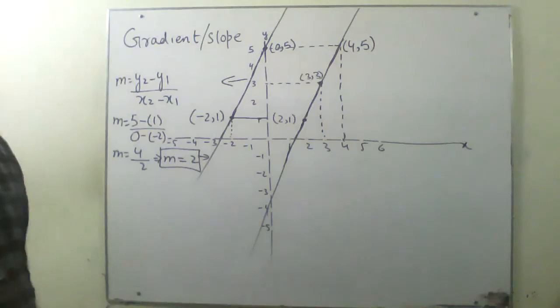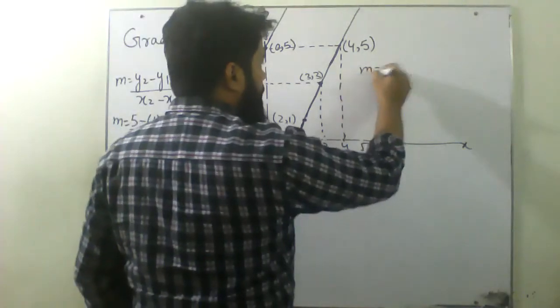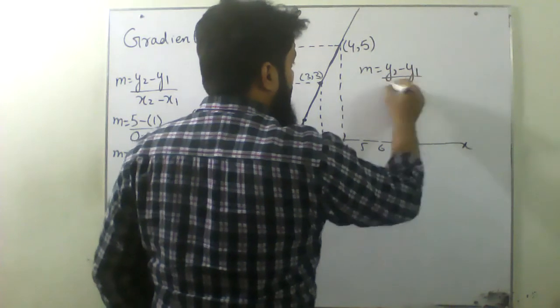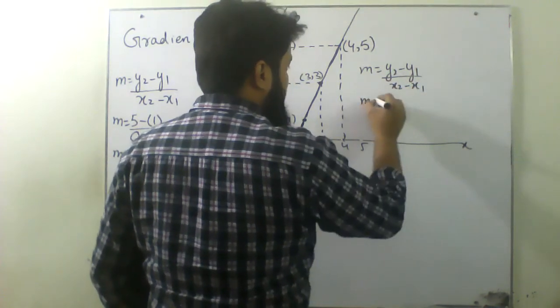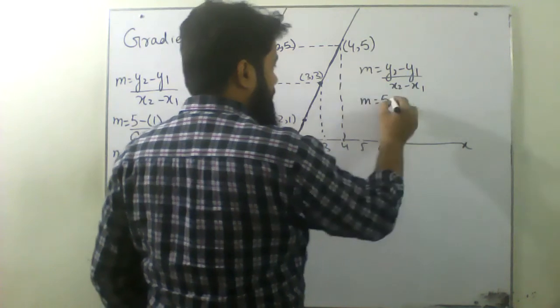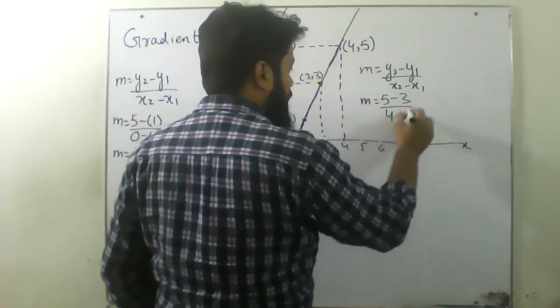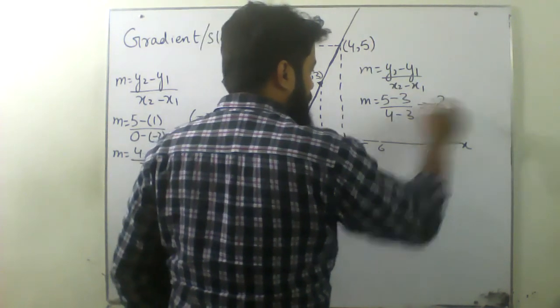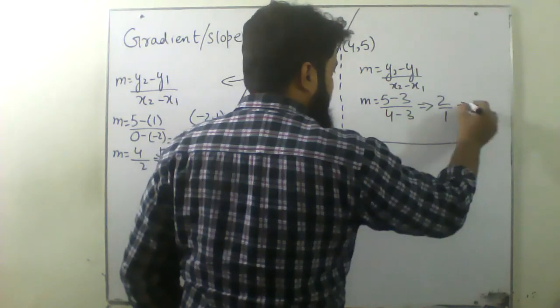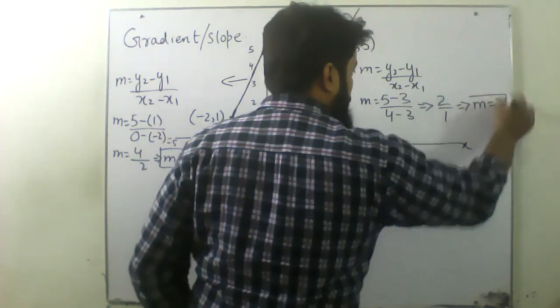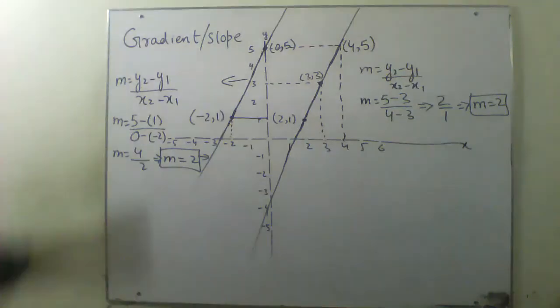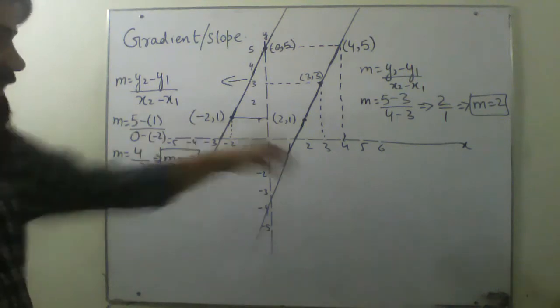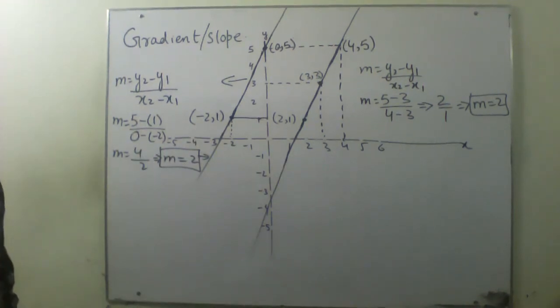Let's take the gradient of this one. Again, m equals y2 minus y1 upon x2 minus x1. M equals 5 minus 3 over 4 minus 3. Simplifying it, 5 minus 3 will be 2, 4 minus 3 will be 1. So the gradient of this line is also coming 2. Now, you can see both lines are parallel and the gradients are the same. It means if two lines are parallel to each other, their gradients will be the same.